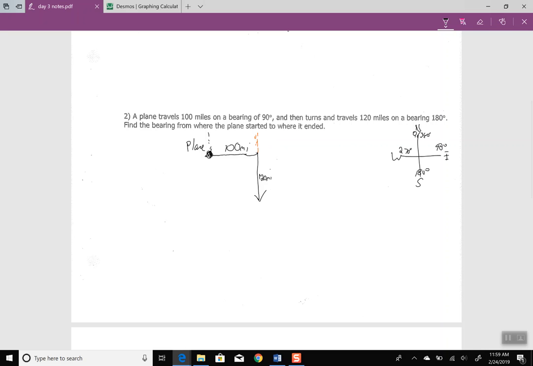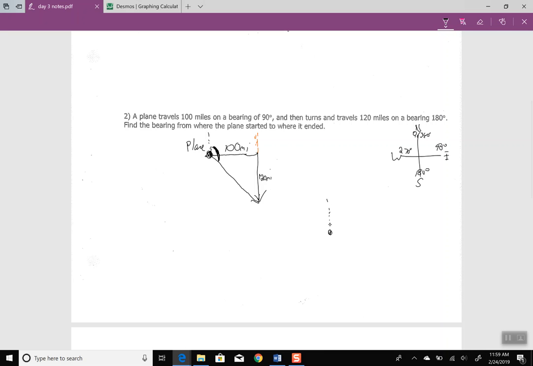And then it says, find the bearing from where the plane started, so the plane started here, to where the plane ended up. So if I connect this line right here, the bearing that this plane did, it started from due north. It not only went this distance, which is that 90 degrees, but also continued that little angle right there. So find the bearing from where the plane started to where the plane ended, that's this piece right here.